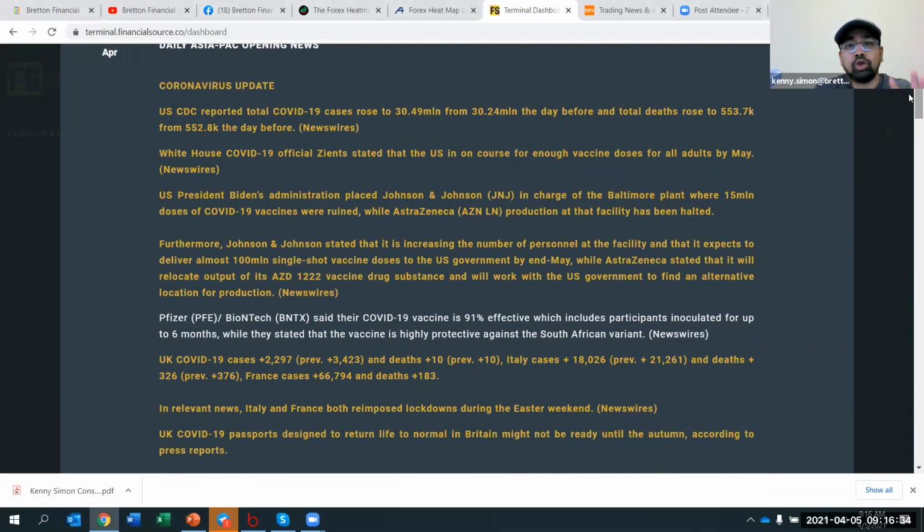COVID cases in the US are not very drastic. It's increased, from 30.24 million to 30.49 million. But the death rate rose as well, from 553.7 thousand to 552. So the gap is not that drastic, so it's not really impacting the market so far.